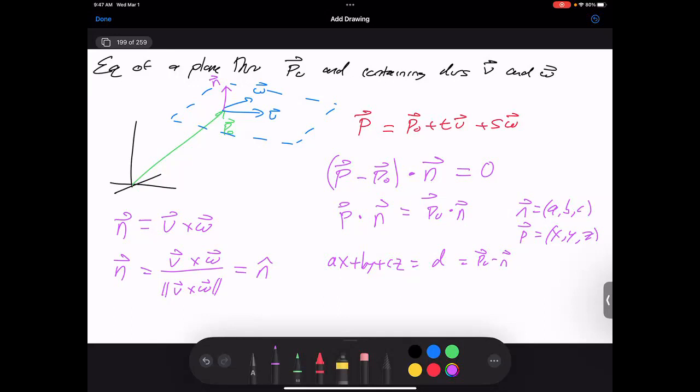Let's say the length of n is 5. Well, if I normalize this, I would divide the left-hand side by 5. I would divide the right-hand side by 5. It's the same equation.